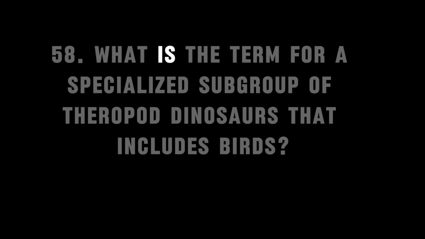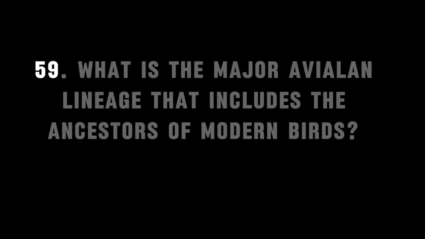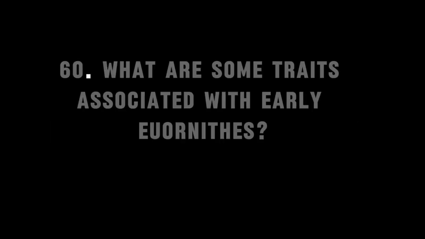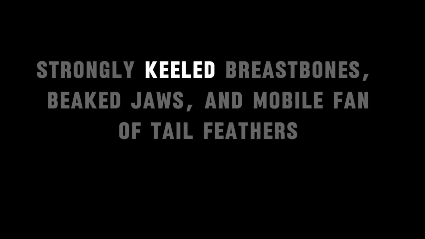58. What is the term for a specialized subgroup of theropod dinosaurs that includes birds? Maniraptora. 59. What is the major avian lineage that includes the ancestors of modern birds? Euornithes. 60. What are some traits associated with early Euornithes? Strongly keeled breastbones, beaked jaws, and mobile fan of tail feathers.